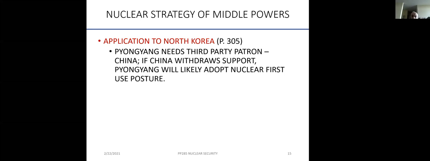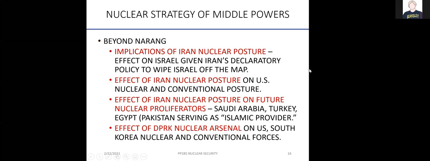Okay, next slide. Are we done? Or is this the last slide? Okay, last slide. So here, beyond Narang, what are the implications for the Iranian nuclear posture? The effect on Israel, given Iran's declaratory policy to wipe Israel off the map.